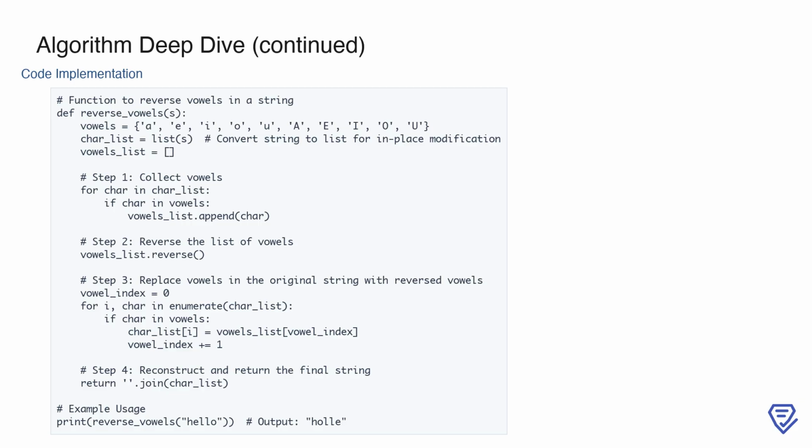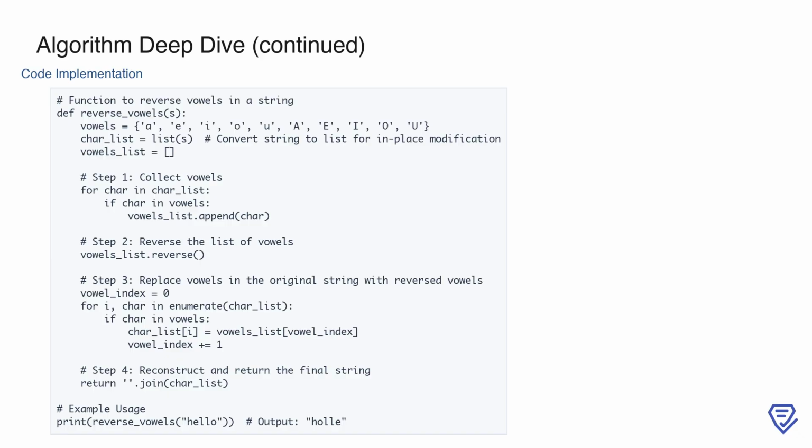The function reverse_vowels begins by defining a set of vowels for quick lookup, containing both lowercase and uppercase vowels. The string is converted into a list of characters to enable in-place modification, and an empty list called vowels_list is created to store the vowels as we traverse the string. The first step is to collect vowels. Using a loop, we iterate through the character list and check if each character is a vowel by looking it up in the set. If it is, we append it to vowels_list.